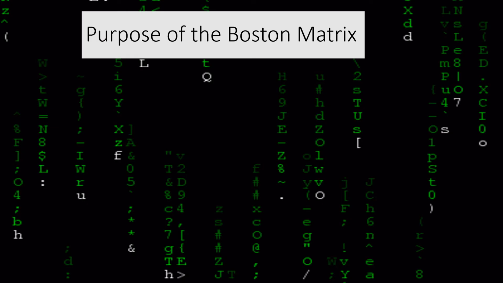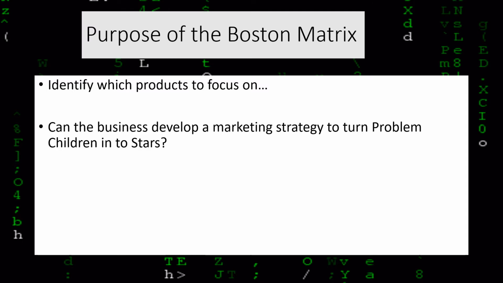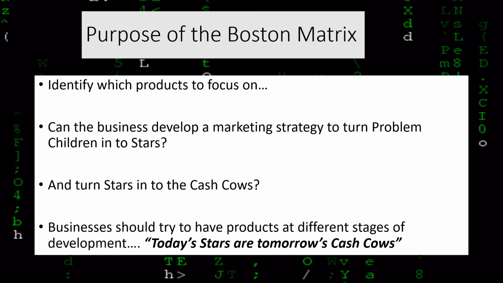So what is the purpose of placing your products into the Boston Matrix? Well, it's a good way of identifying which of your products, if you've got hundreds of products in your portfolio, to focus on. First question is, can the business develop a strategy? Can we use a corporate strategy to turn the problem children into stars? And the second question is, how do we retain our stars' high market share so they become cash cows? Again, what corporate strategy can we use to achieve this?